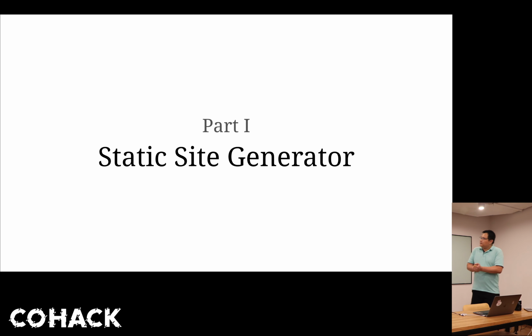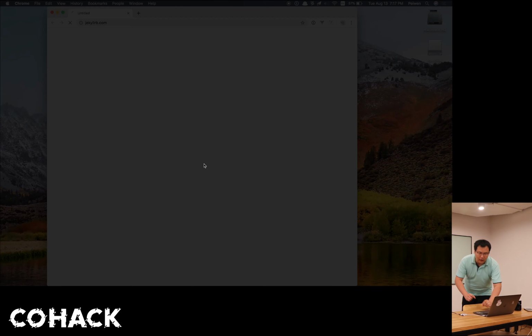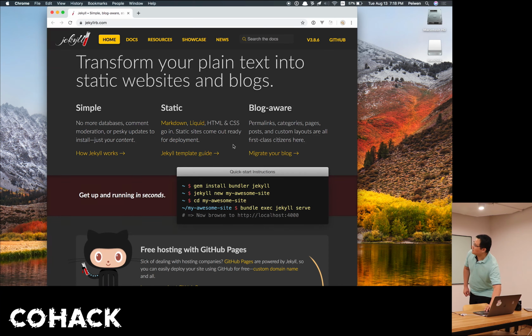To begin with my speech tonight, I'd like to start with the static site generator. Have you ever used any static site generator? Jekyll. Yeah, Jekyll. I'm sure you must have heard of GitHub Pages, because GitHub Pages is powered by a static site generator called Jekyll. And this is Jekyll. So let's look at the official site of Jekyll. It says transform your plain text into static websites and blogs.